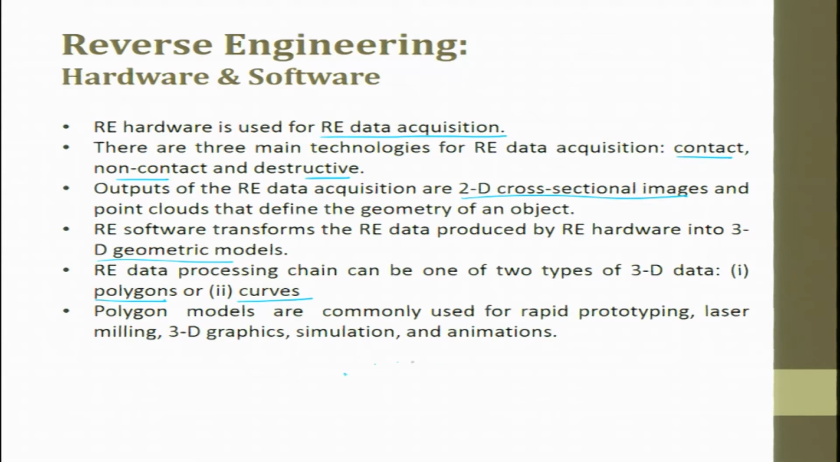If you have points and you know how to connect the points through a line, if you know how to define a point, a line, and a curve, then the rest is a piecemeal of whatever you have. Polygon models are commonly used in rapid prototyping, laser milling, 3D graphing, simulation and animation.